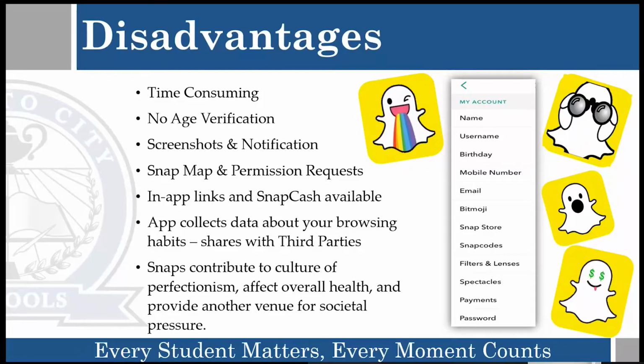These are links to other applications to make sharing snaps to other apps easier. So for example, if I take a snap of something, I could share it to my Facebook account, or I could share it to my Instagram account, or I could share it to my TikTok, right? So that's what those in-app links are.